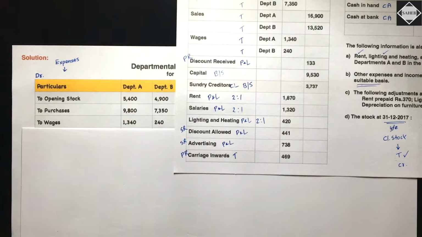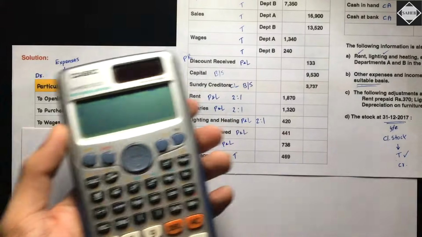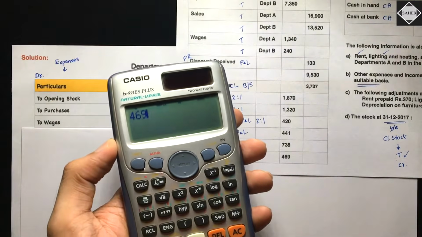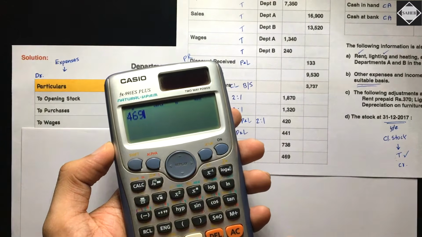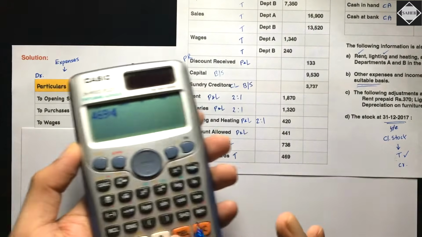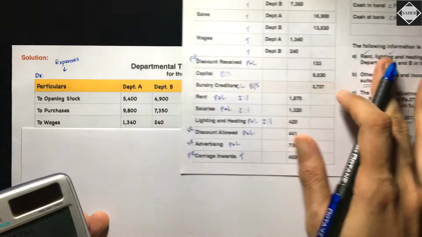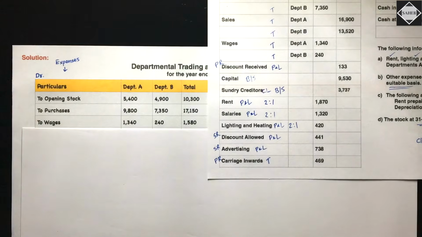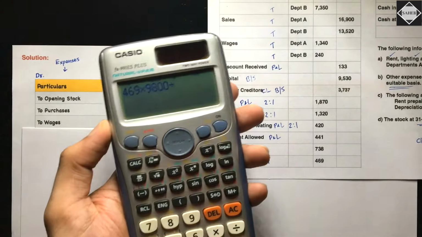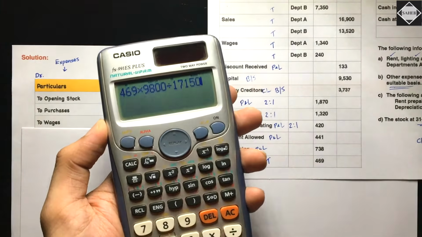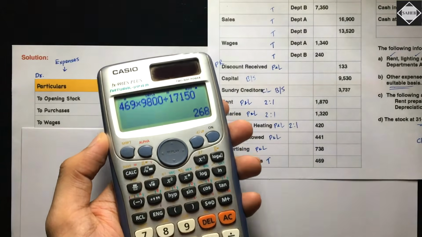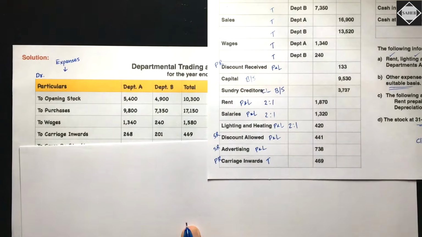So let's just do that. Let me just show you. See, 469 into purchases 9,800 divided by 17,150, okay? That is equal to 268. So for department A, carriage inward is 268.